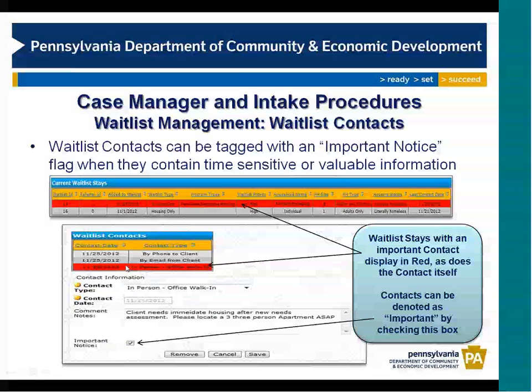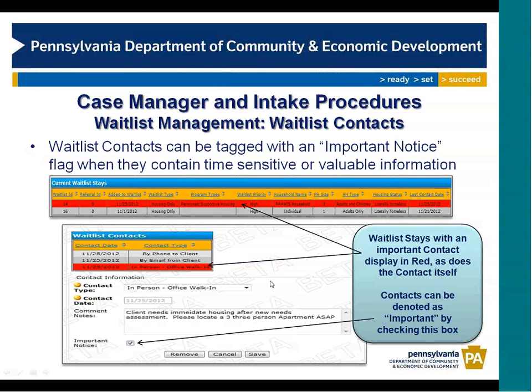Basically, you just go into the contact. It can be a brand new contact or an existing contact, and we have this little important notice checkbox that you just check. Then when you add it or save it, it'll turn records a bright red that says, hey, look at me, throughout the system. And not only does it turn the contact red, it turns the entire wait list stay red.